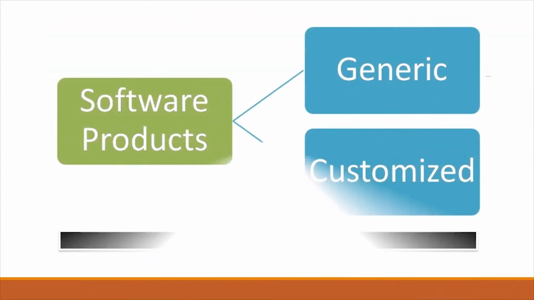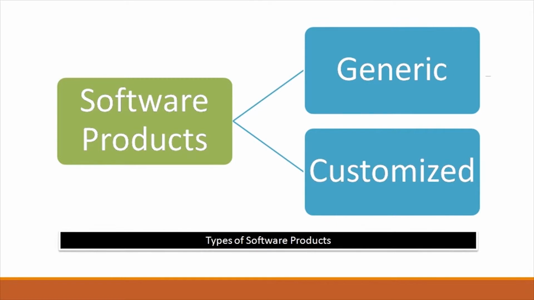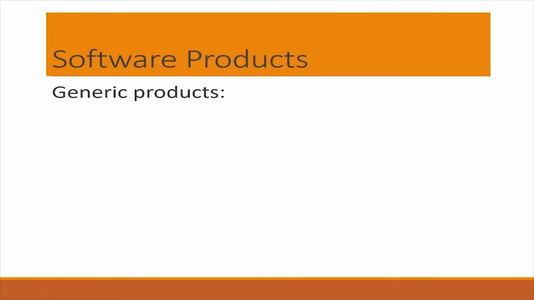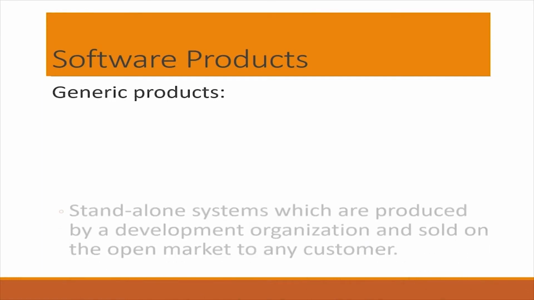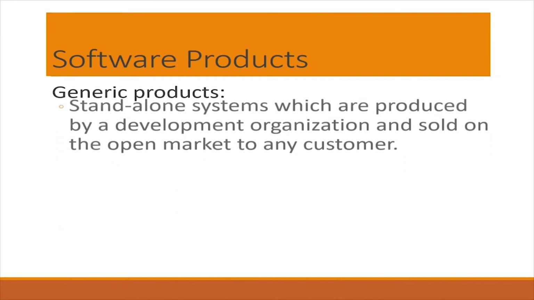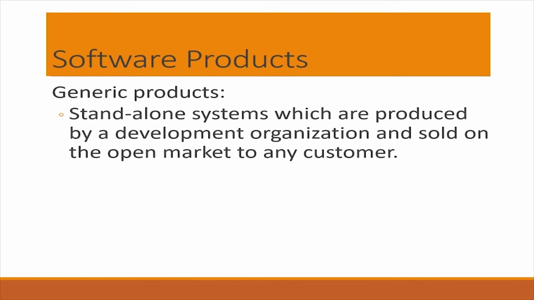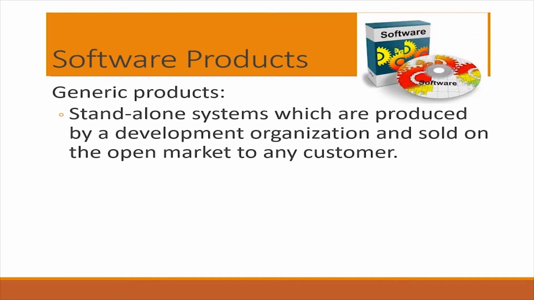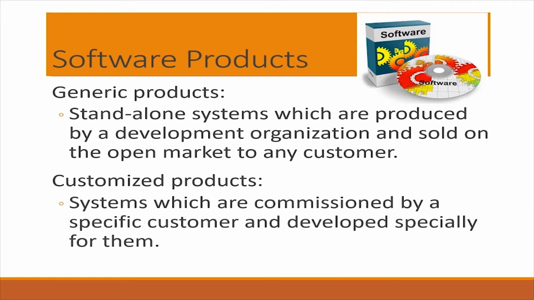There are two types of software products. The first are generic products, also called off-the-shelf software. These are standalone systems which are produced and developed in an organization and sold on the open market to any customer. The second are customized products. These are systems that are commissioned by a specific customer and developed specifically for them.